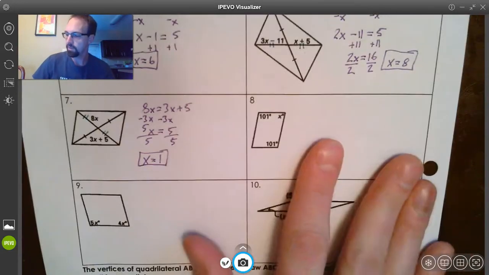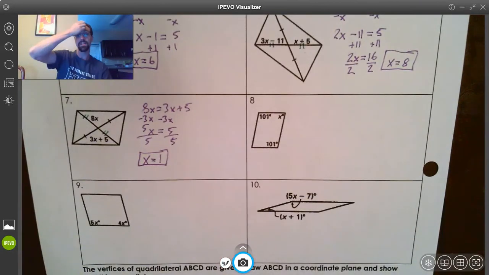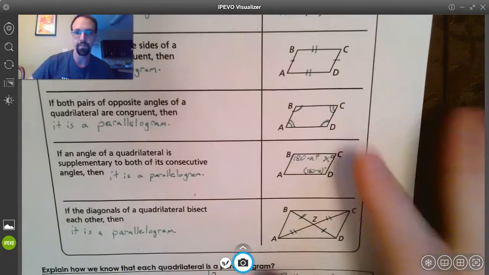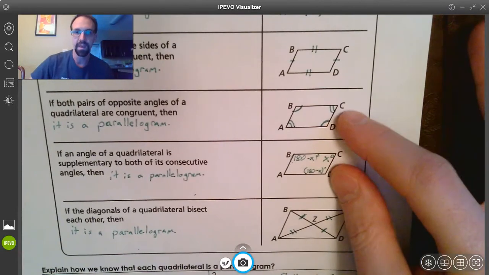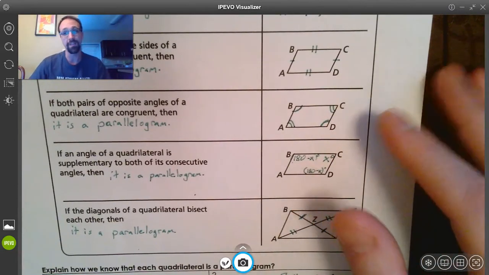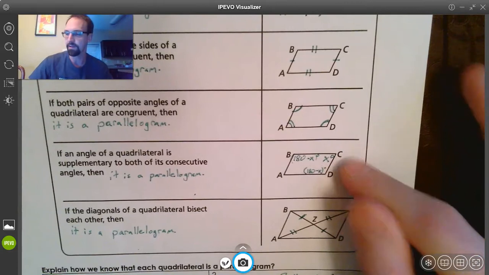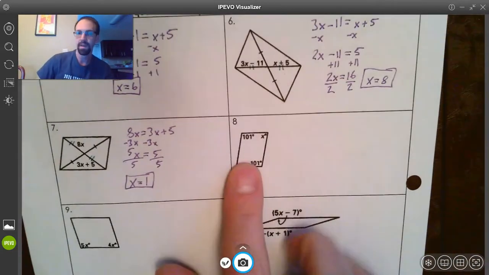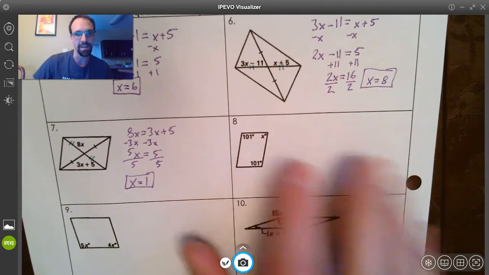Now with number 8, we get something a little bit different because now we're seeing angle measurements instead of side lengths. So that means I'm going to be using one of the angle measurement rules. I'm using either this one or this one. And because of the way that it's giving it to me, I'm going to have to use this one here to find the value of x. So essentially, I need these to be supplementary.